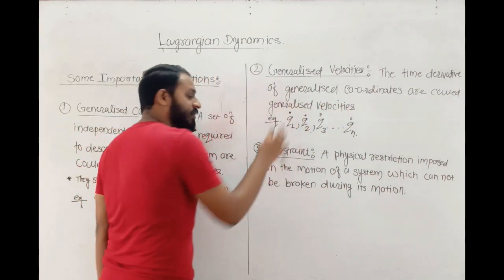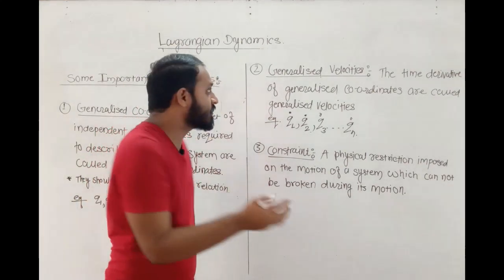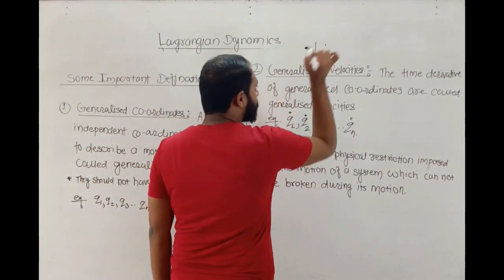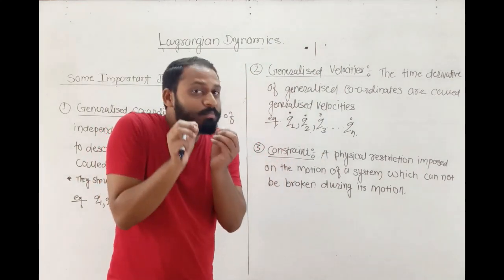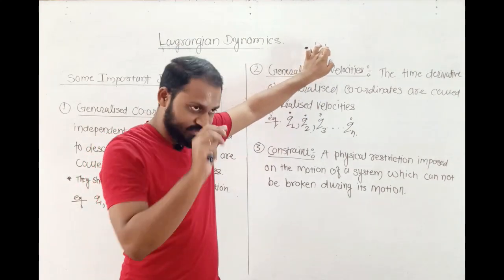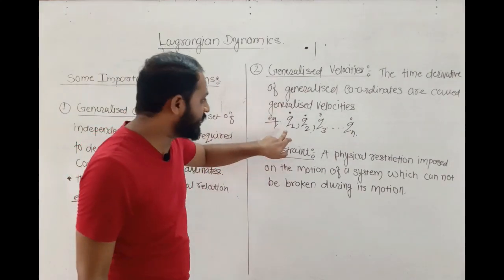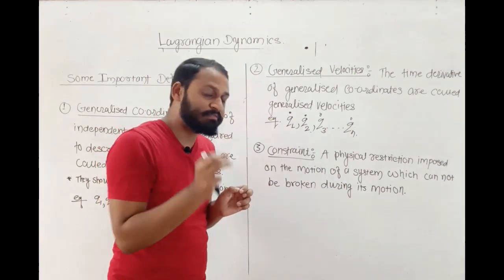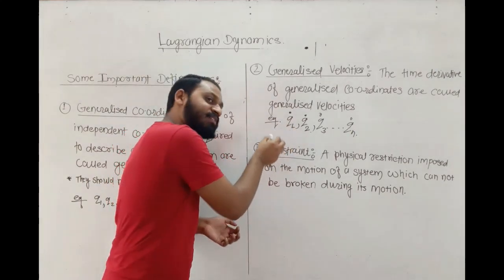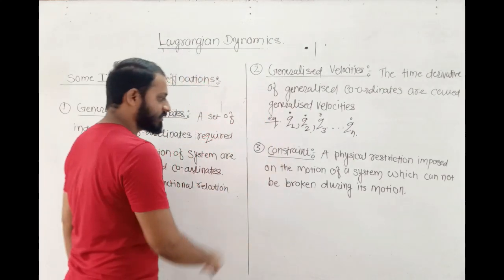See, q1 dot. Dot defines derivative with respect to t, and this bar defines derivative with respect to position. Here is a dot: the derivative of q1 with respect to t, that is nothing but the time derivative of position, the generalized coordinates, that is nothing but the generalized velocity. Simple definition. Now see the third one, constraint.